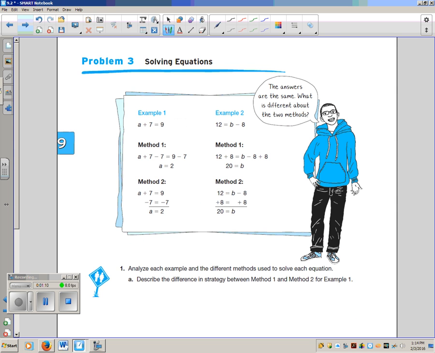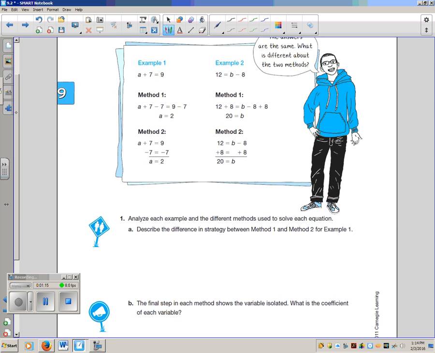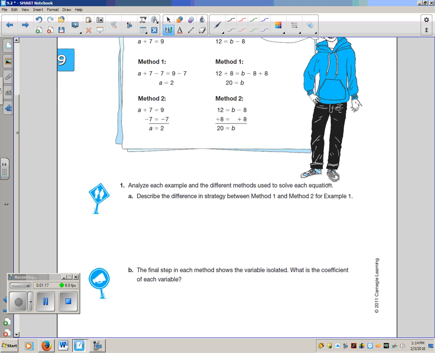Next page. There's a couple examples here of what we're going to be doing with the inverse operation. So example 1, write a plus 7 equals 9 right here. Now, we're trying to isolate the variable. We want to get the variable by itself. In order to do that, we need to get rid of the plus 7. We're going to use the inverse operation. The inverse operation of plus 7 is minus 7.